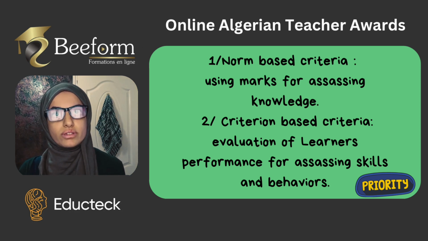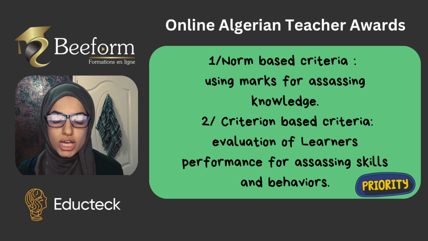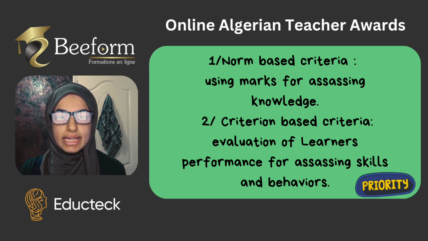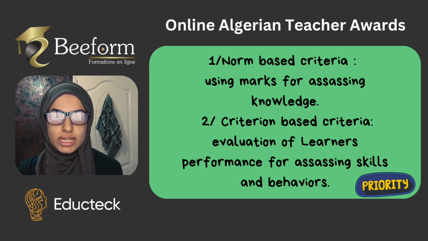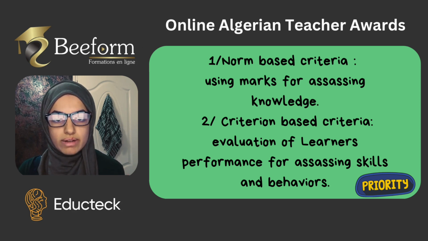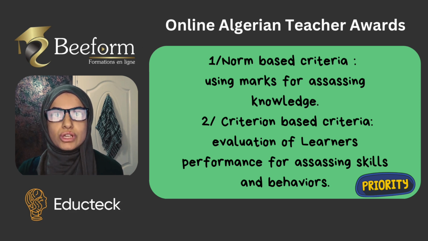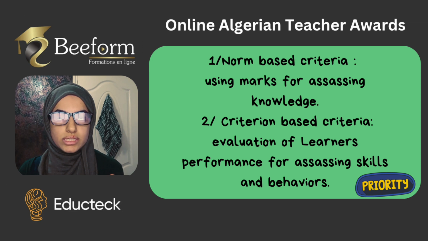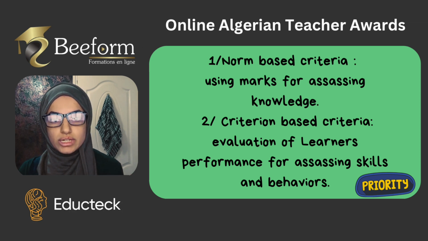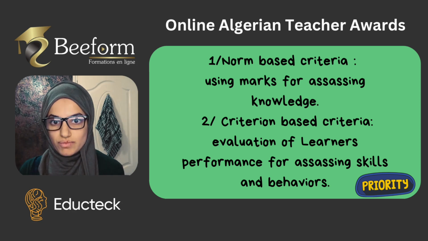Second thing, here we have criterion-based criteria, evaluation of learners' performance for assessing skills and behaviors. So you can see the difference here. It is like having an exam as the first. The second one is like having, for example, ongoing assessment of behaviors, how learners act inside the classroom. But for exams, it is a very objective type of assessment. The second one you can say is a subjective type of assessment.